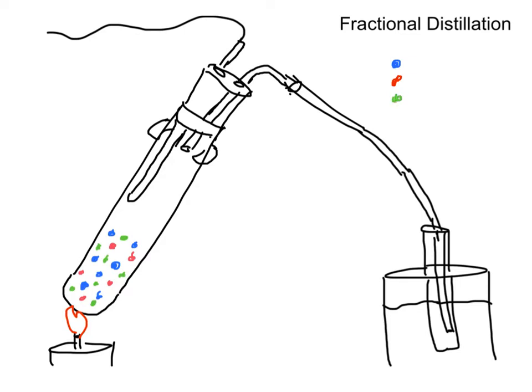And let's say that the blue particle has a boiling point of 50 degrees Celsius. And the red particle, let's say, has a boiling point of 70 degrees Celsius. And we'll say the green has a boiling point of 90. I'm just making these liquids up.